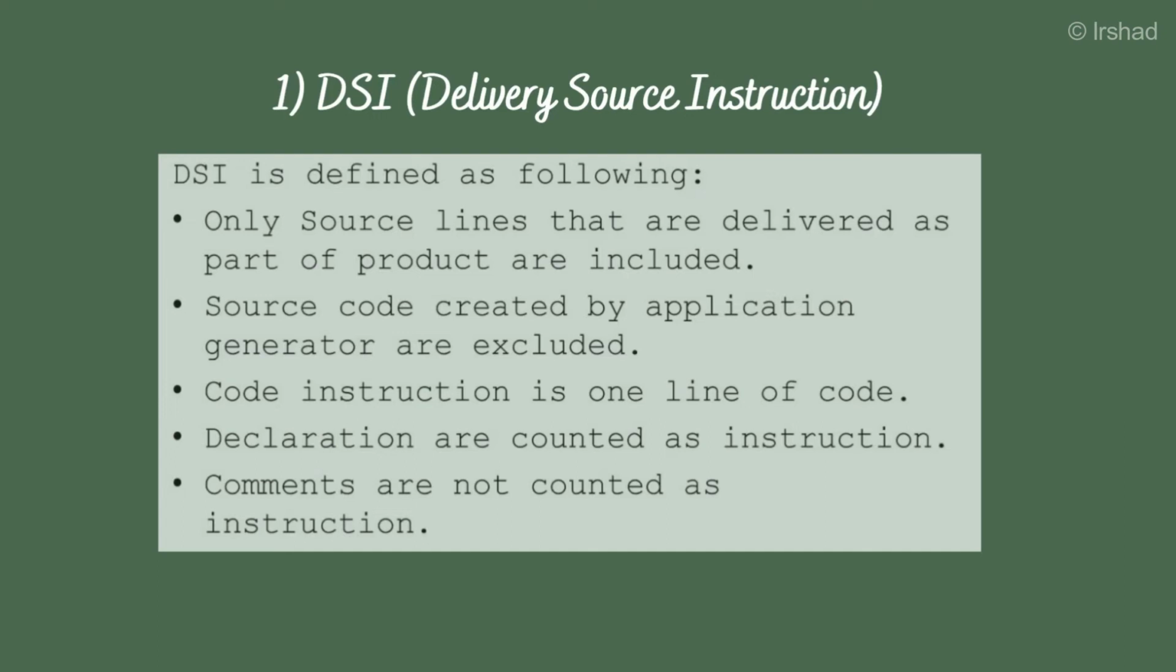So any code that is automatically generated, by using 4G techniques or any other tools, will not be included. A code instruction is one line of code, that means if different statements are written in a single line, each statement will be considered rather than taking it as a single line. And declarations are also counted as instructions. If you declare simple variables or global variables or any functions or modules, that will also be counted. And comments will not be counted, and including files and other applications will also not be counted.